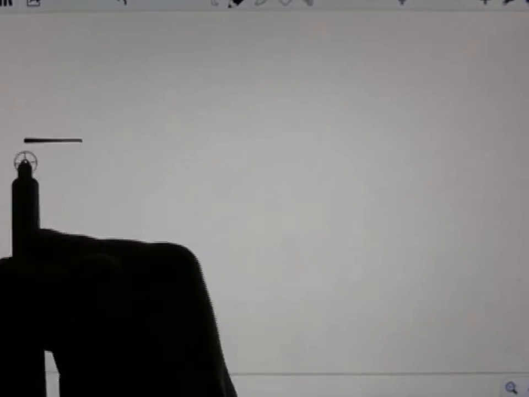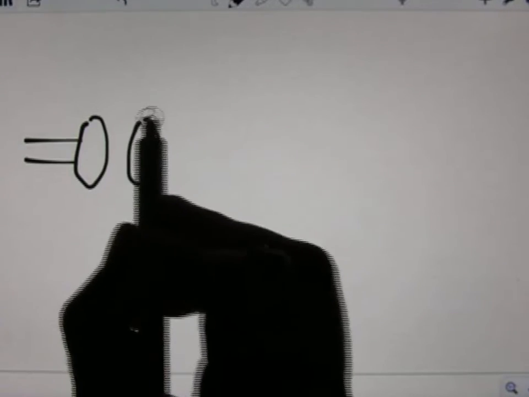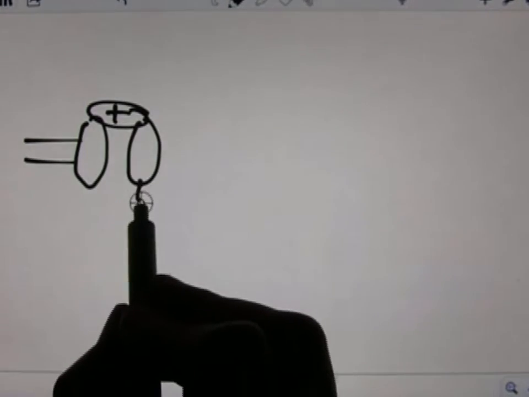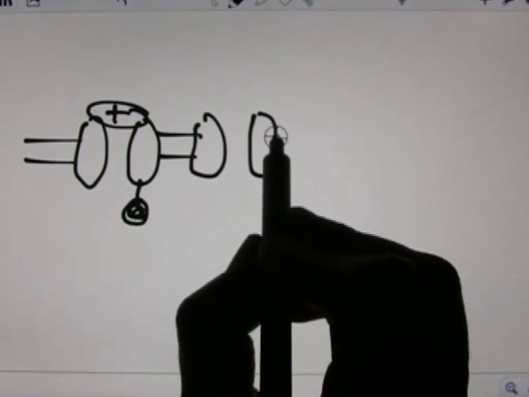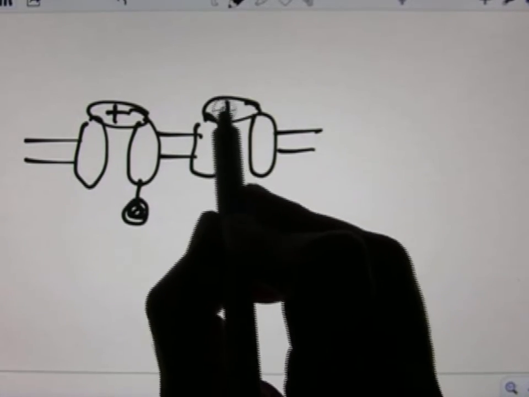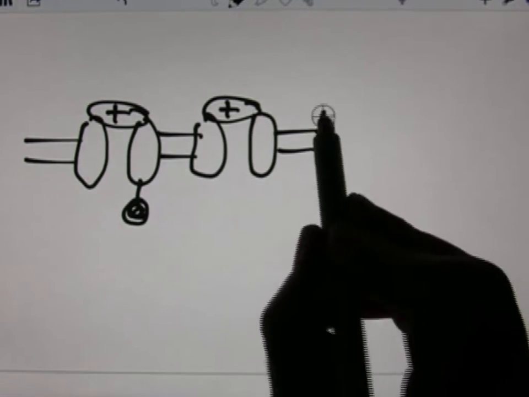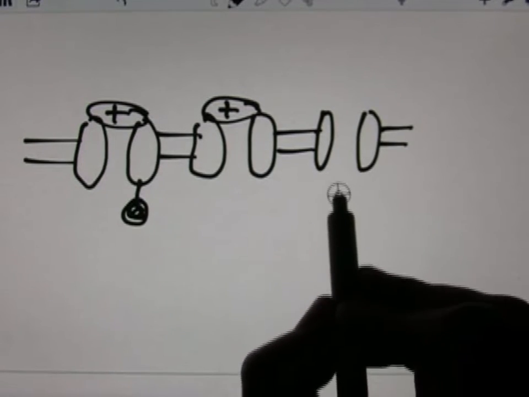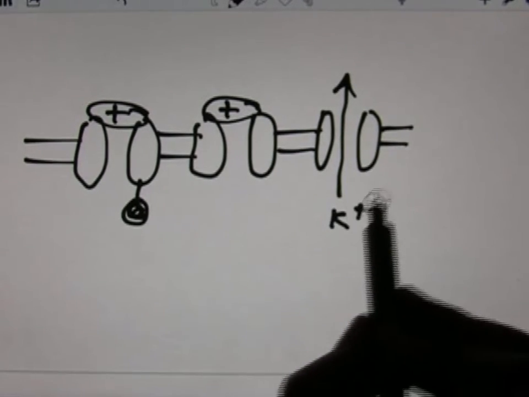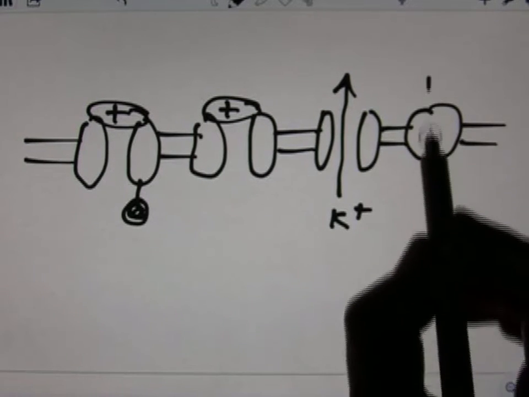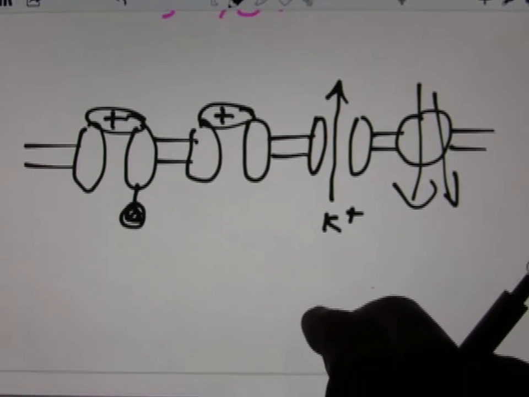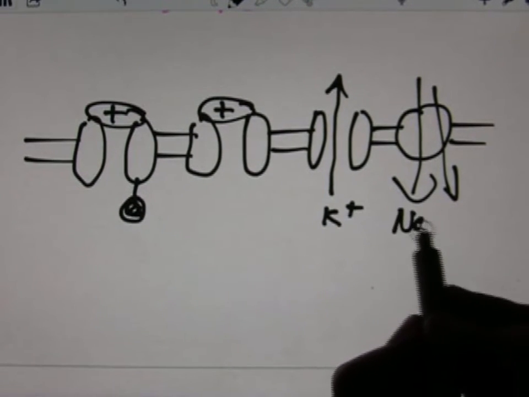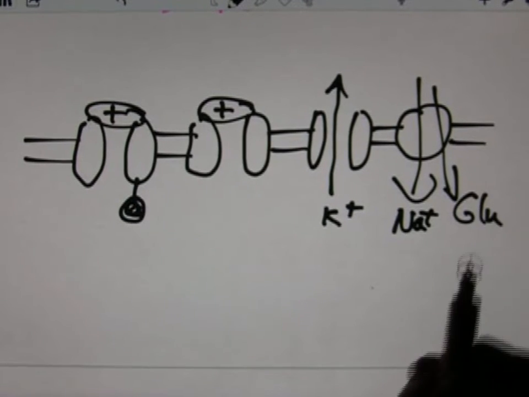So let me sketch that for you. So now we're at a situation where we have voltage-gated sodium channels. Their activation gates are closed, their inactivation gates are open. We have voltage-gated potassium channels, and they're closed. We have leak channels, potassium leak channels, they're open, so potassium is leaving. And we have secondary active transporters that are bringing some sodium in, along with things like glucose and amino acids.